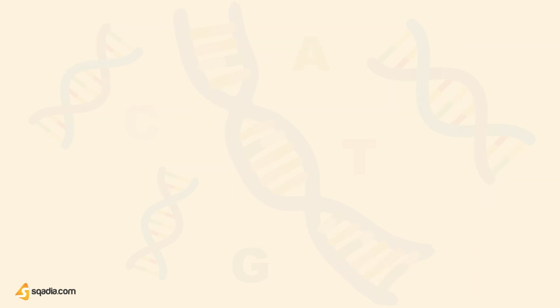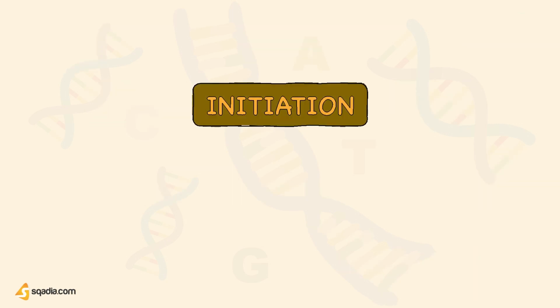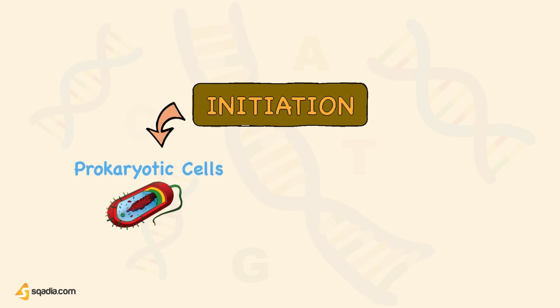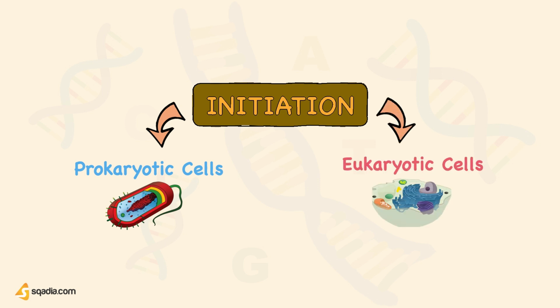Now the initiation of the process of transcription is different in both cells. There is the prokaryotic cell, which is a bacterial cell. Then there is the eukaryotic cell, which is a human cell. First, let us talk about the prokaryotic cell.